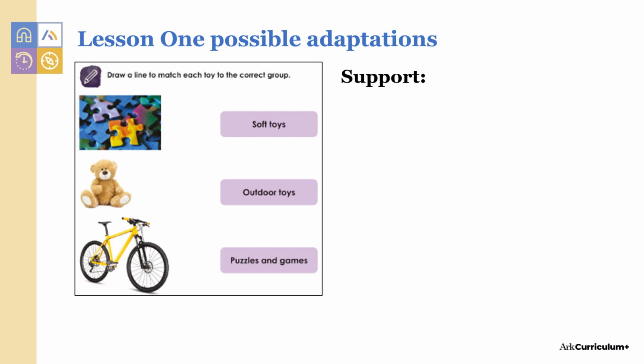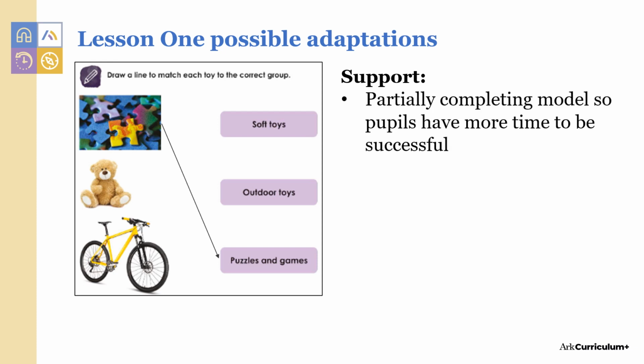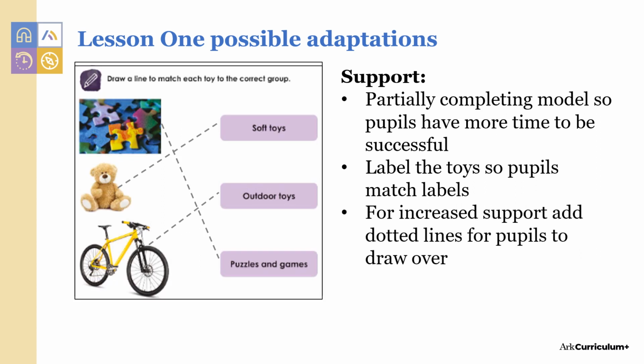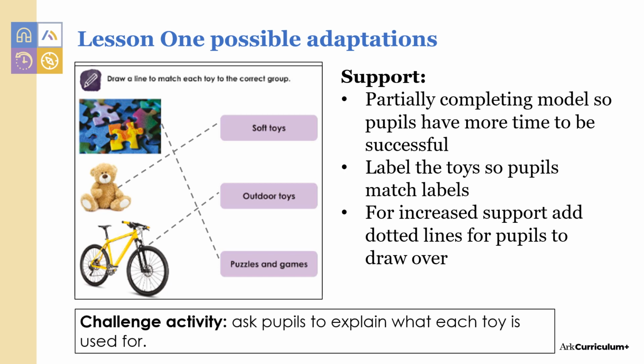In this activity, pupils are asked to draw a line to match each toy to the correct group. Support pupils by partially completing the model so pupils have more time to be successful. You could label the toys so pupils can match the labels. For increased support, add dotted lines for pupils to draw over. Challenge pupils by asking them to explain what each toy is used for.